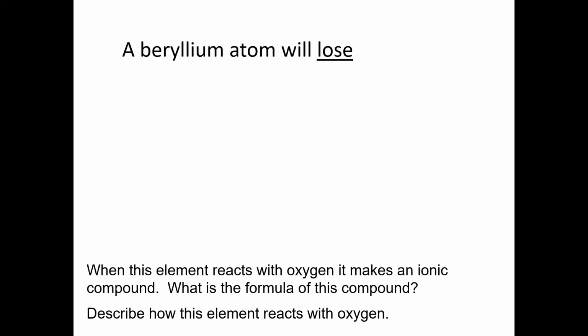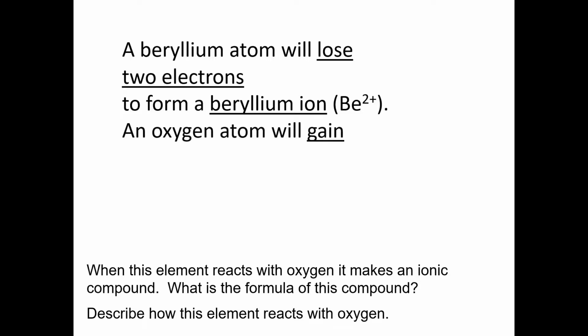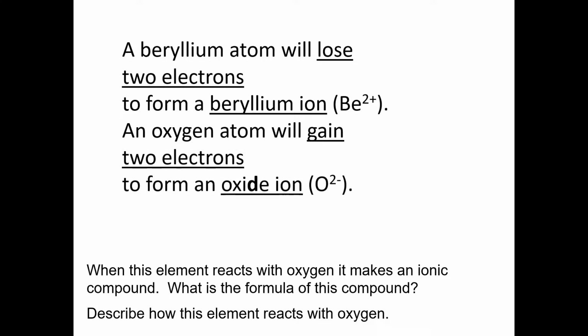So, a beryllium atom will lose 2 electrons, and in doing so, it's going to form a beryllium ion, and this will be Be2+. When this element reacts with oxygen, it makes an ionic compound. We've already given you the oxygen symbol for the ion formation, so the oxygen atom will gain 2 electrons to form an ion. Now this one, we change its name, it is oxide. So not oxygen ion, oxide, we change its name, we shorten it, we add IDE at the end, and the symbol for that is O2-.